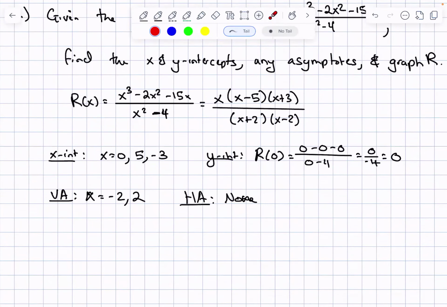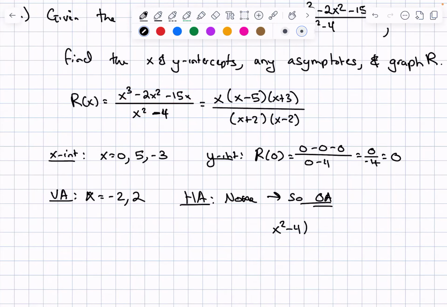And the reason for that is we look at the degrees. The degree of the numerator is 3, the degree of the denominator is 2. So the degree of the numerator is larger, which means that at the positive and negative infinities, this blows up much, much faster. So it does not have a horizontal asymptote. However, the degree of the numerator is exactly one more than the degree of the denominator. So we have an OA, an oblique asymptote. And we do that by dividing.